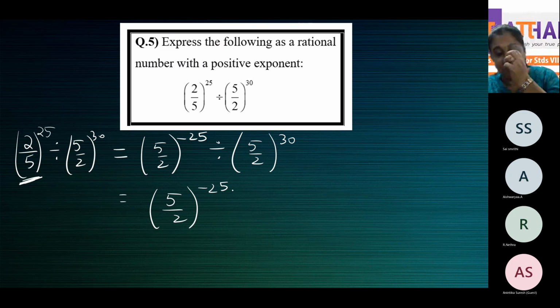First, 5 by 2 to the power what? You should add or subtract the powers. Aishwarya, Shri, add or subtract the powers? So subtract the powers. Yeah. What are the powers? 25 and 30. Subtract the powers. 25 comes. See there.